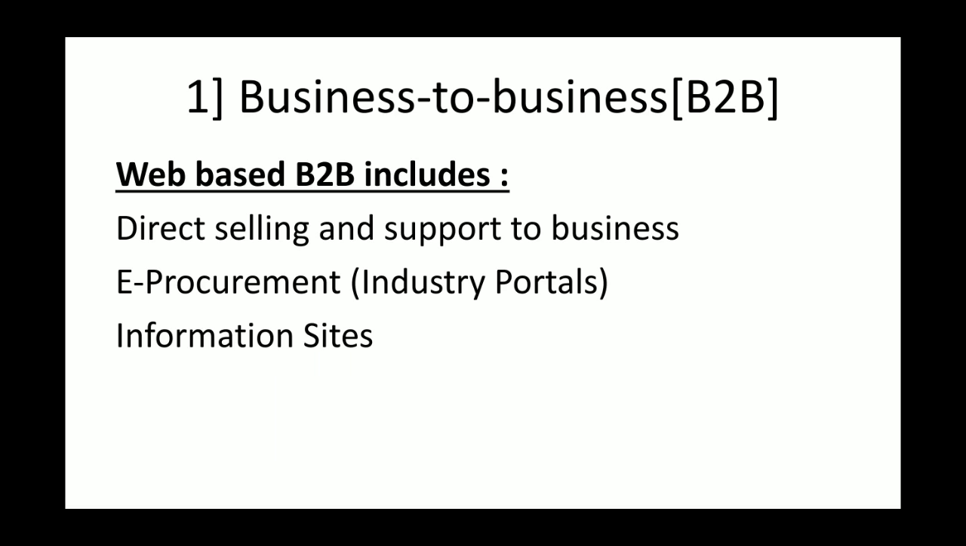In this, support to business, everything like direct selling and support to business will be maintained here. Then the second one, e-procurement, that is industry portals, where a purchasing agent can shop for supplies from vendors, request proposals, and in some cases bid to make a purchase at a desired price. Here e-procurement will be done, and industry portals will be used by business persons.